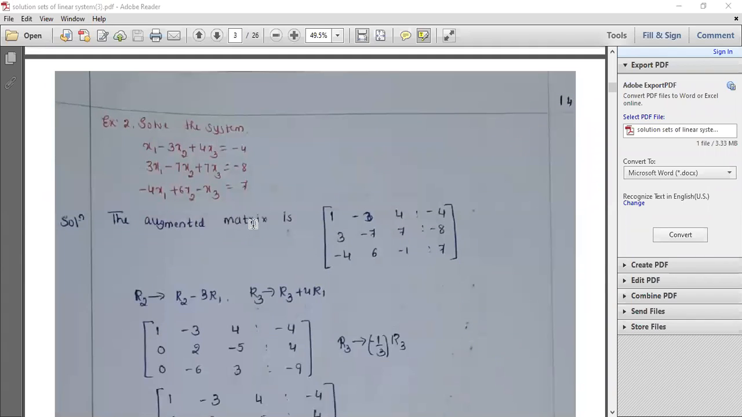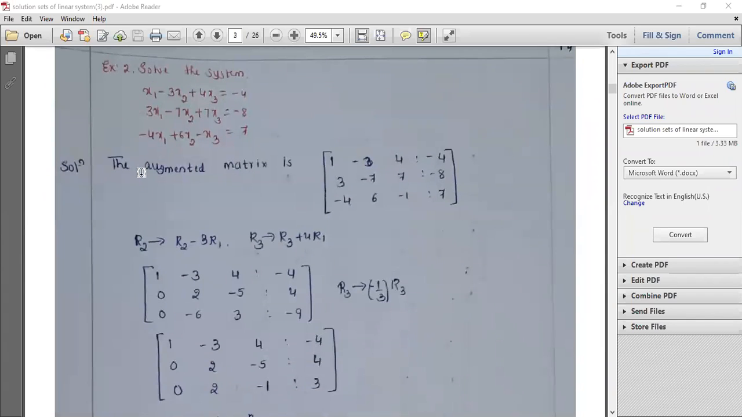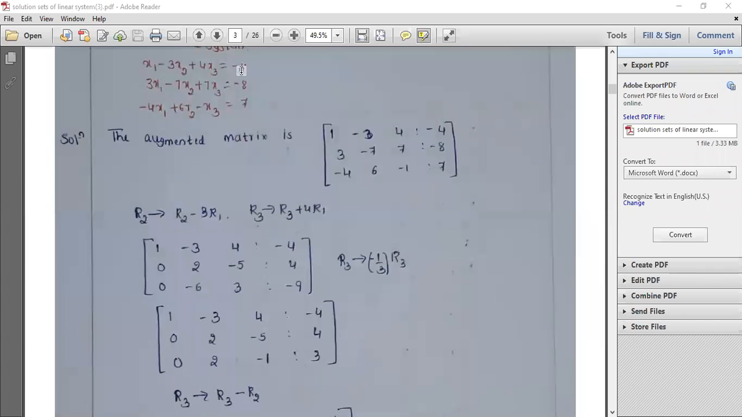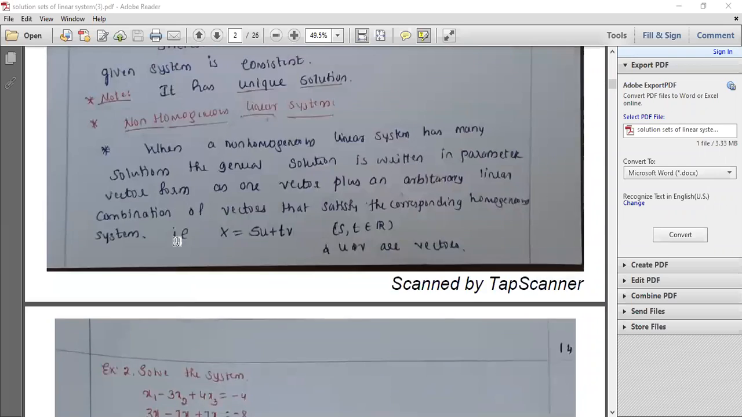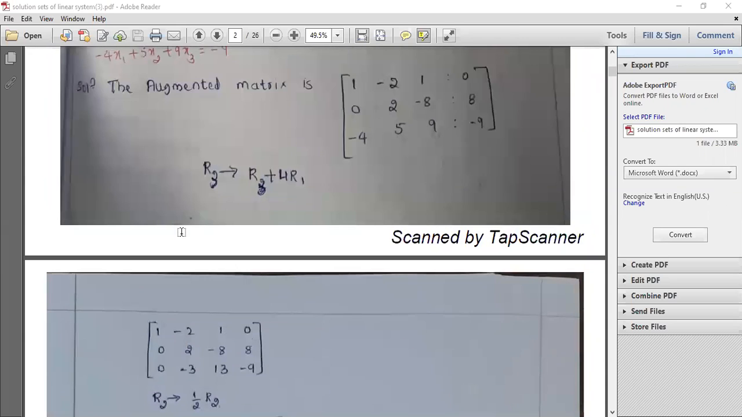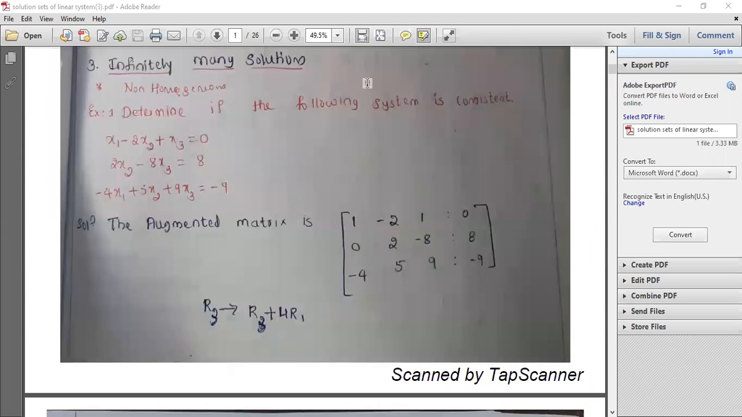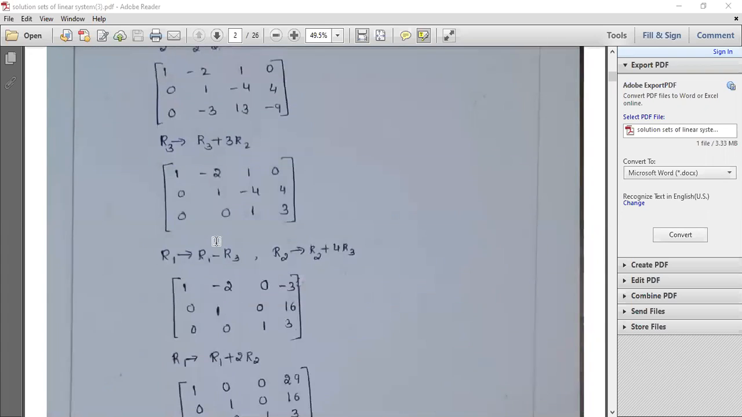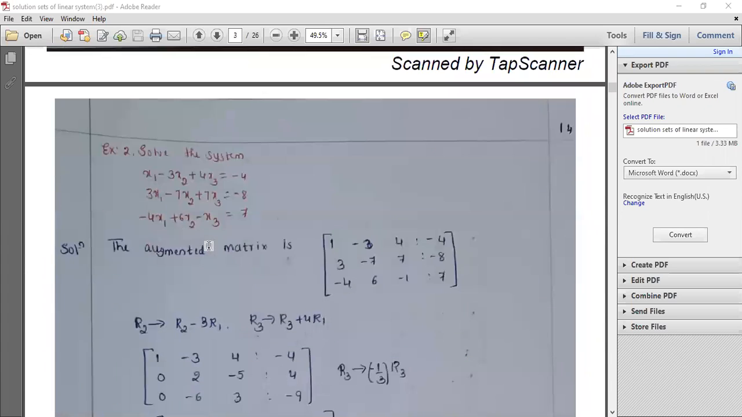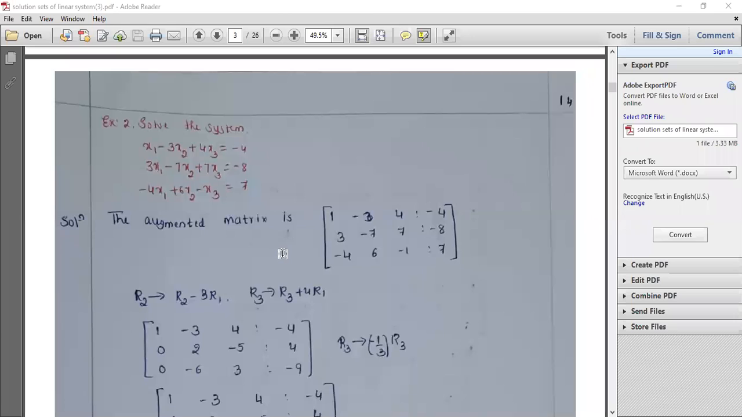Okay? Now this example you see. Solve the system. Again, of course, the right hand side is not 0 here. It's a non-homogeneous system. The one which I have solved is also a non-homogeneous system. You can see here. This is also a non-homogeneous system. Okay? So now we'll solve this example. The augmented matrix is, so this is the augmented matrix, 1 minus 3, 4 minus 4, 3 minus 7, 7 minus 8, minus 4, 6, minus 1, 7.